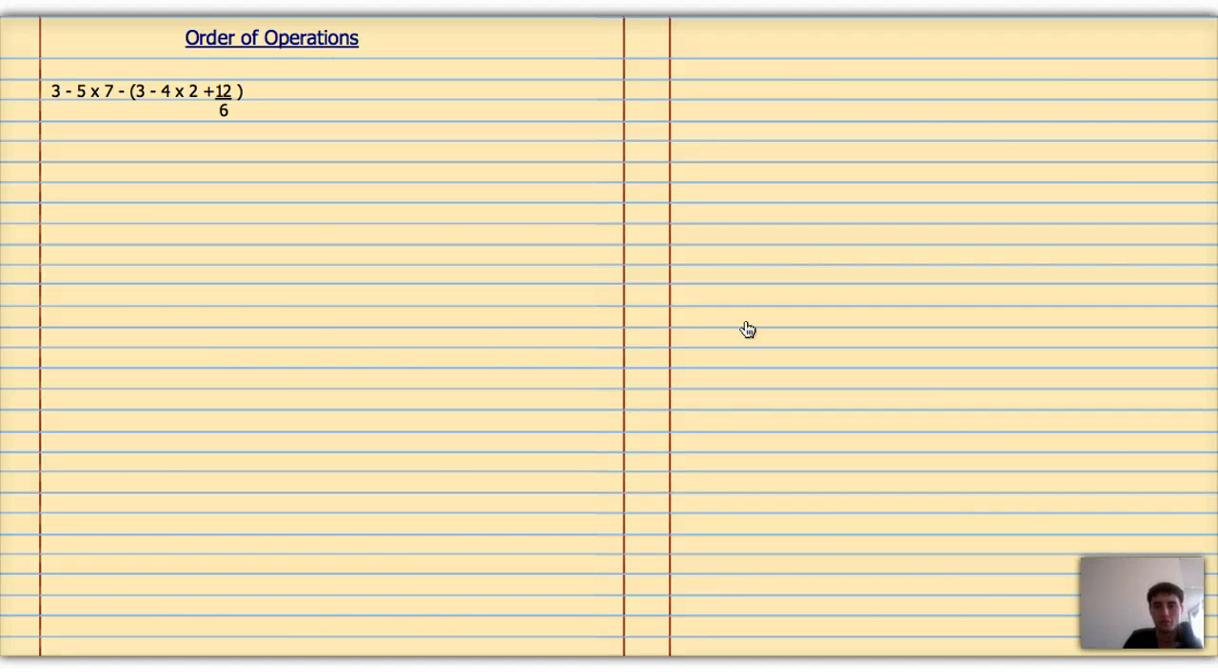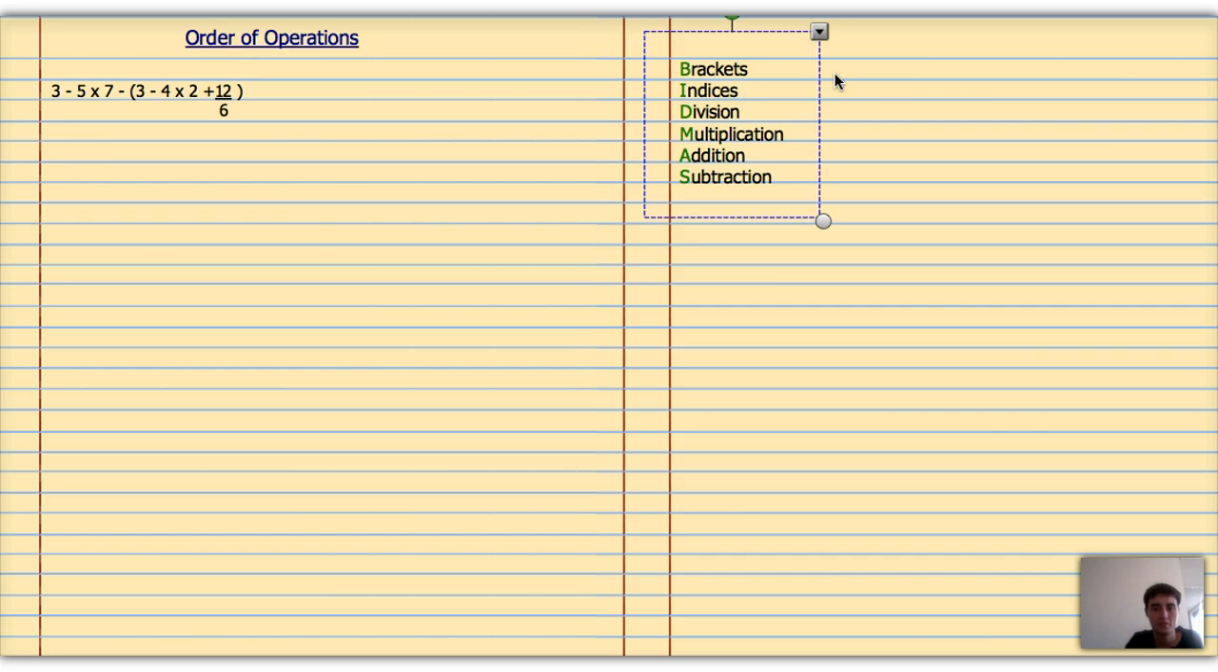Okay, so we're talking about order of operations today, and when I say order of operations, I mean BIDMAS. BIDMAS relates to the order in which we do calculations. We do brackets first, we do indices second. Indices are things like powers, so if you've got 3 squared, you do the squared first before you do any other calculations.